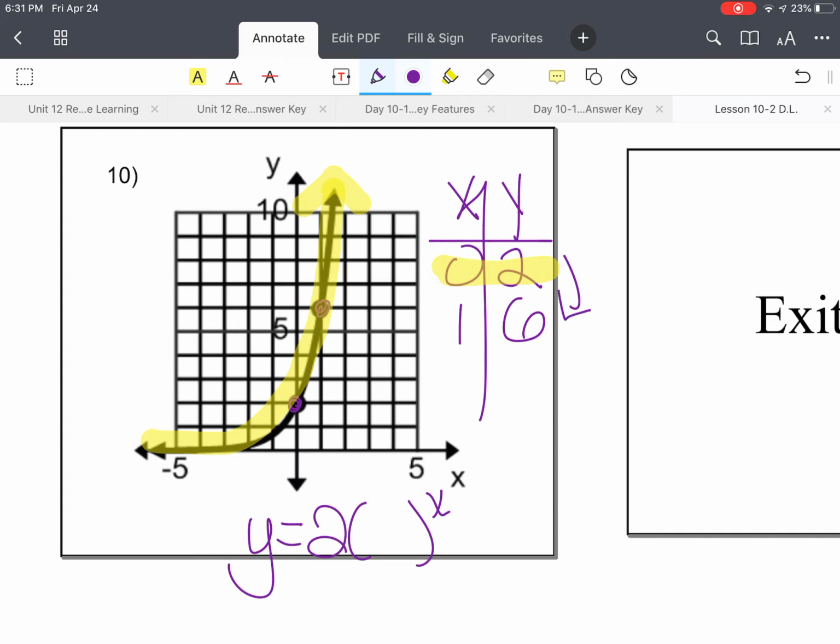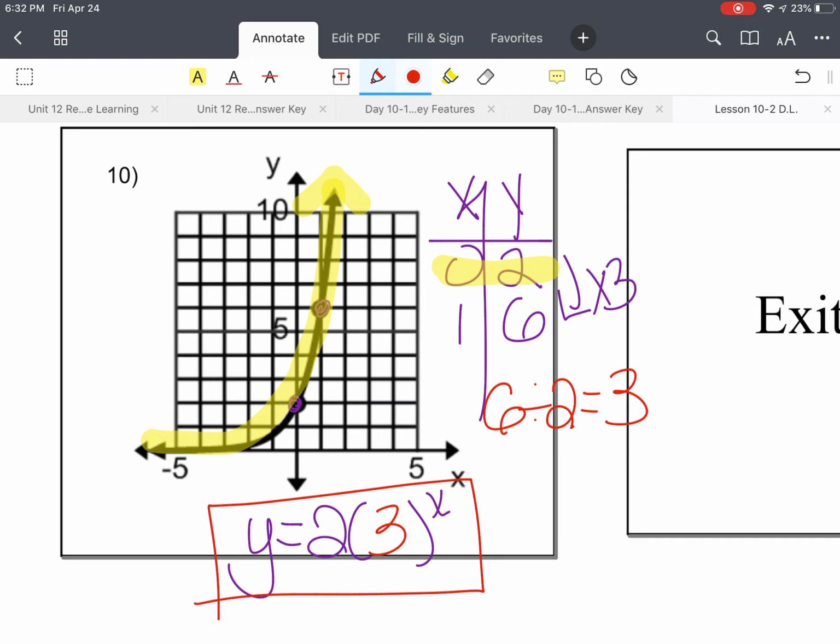2 times what is 6? Well, 2 times 3 is 6. But if you weren't sure, or you just want to check, do 6 divided by 2. And that's going to tell me that it's 3. 3 is going to go in that parenthesis. 2, parenthesis, 3 to the x. Makes sense. The graph looks like growth, and the 3 is bigger than 1. So that shows that it's growth.